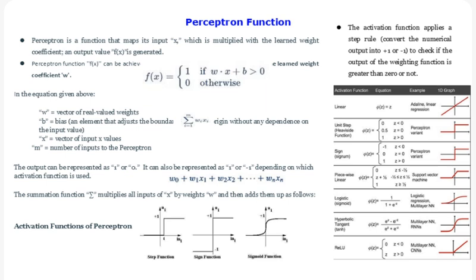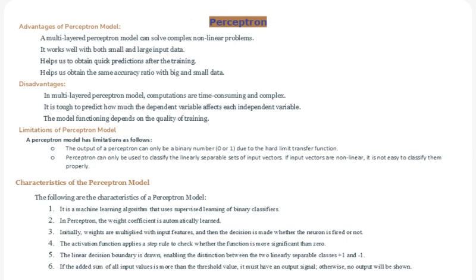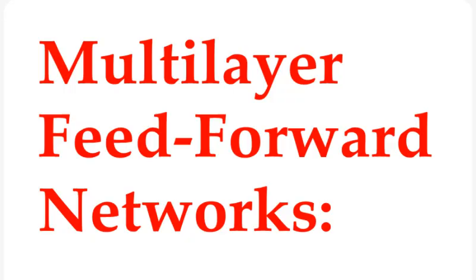The perceptron function maps input values to output values using a learned weight coefficient. Activation functions play a crucial role in determining the output of the perceptron. Perceptrons are powerful tools for solving complex problems, but they also have limitations such as time-consuming computations and difficulty in handling non-linear data.